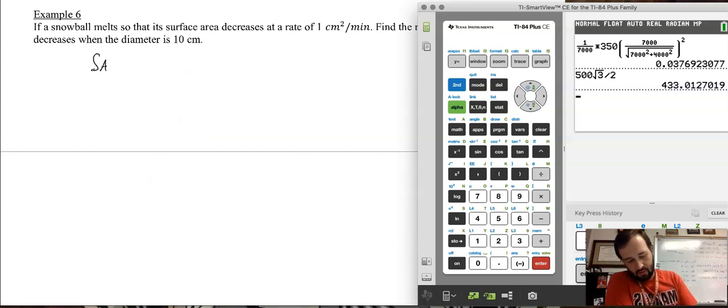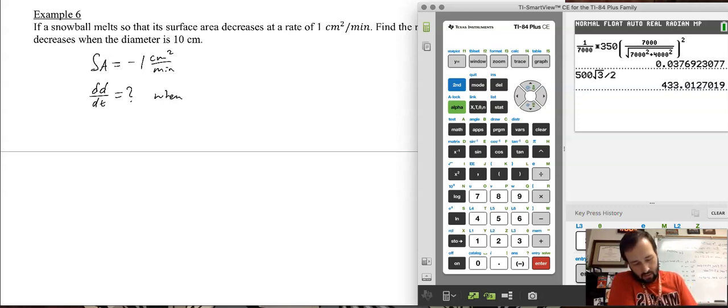So I'm talking about the surface area. It's being -1 centimeters squared per minute. Find the rate at which the diameter decreases when the diameter is 10 centimeters. So the change in the diameter over the change in time equals what? When d equals 10.